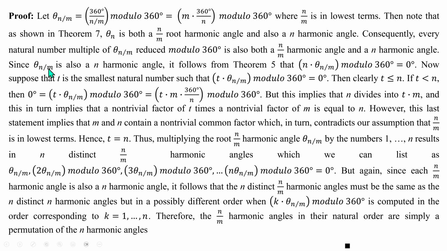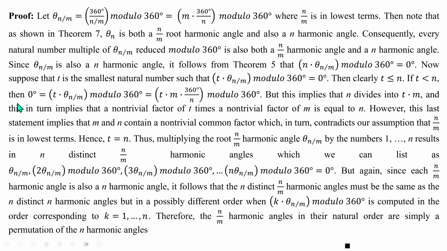Okay, now since theta sub n over m is also an n harmonic angle, it follows from Theorem 5 that if you do n times this n over m root harmonic angle and reduce the result modulo 360 degrees, you get 0 degrees. Now suppose that t is the smallest natural number such that t times theta sub n over m modulo 360 degrees is equal to 0 degrees.